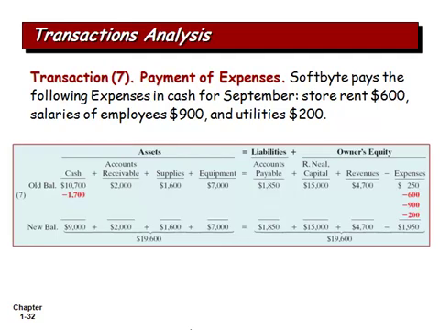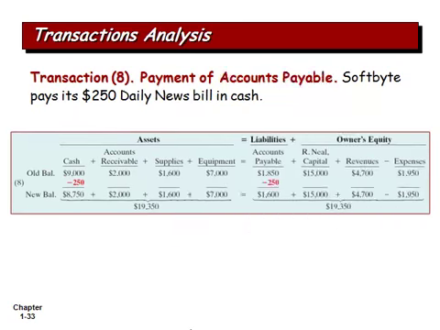Transaction 7, they paid cash for some expenses: store rent, salaries, and utilities. Again, things stay in balance. Transaction 8, we actually paid the advertising bill. You remember earlier we put an amount in accounts payable and we increased our expense. Now we're going to pay that bill. We pay it with cash, so we decrease our cash by $250 and we decrease our accounts payable by $250. We now owe $250 less than we did.